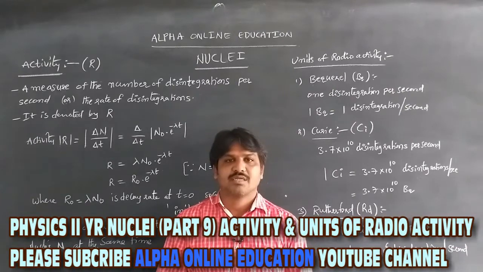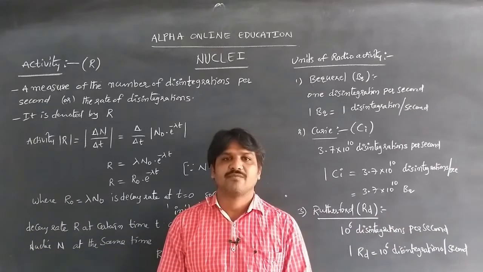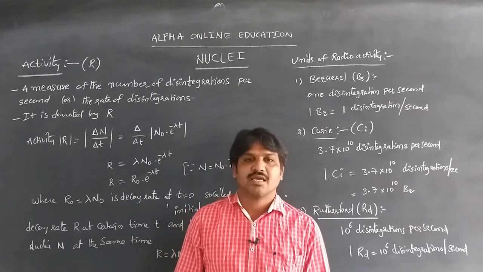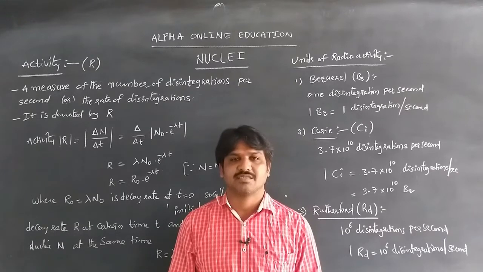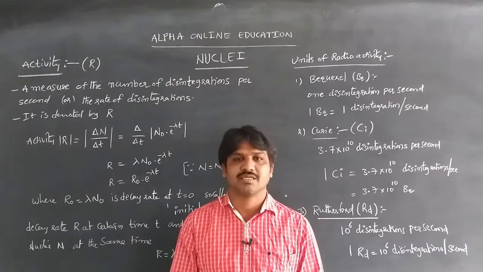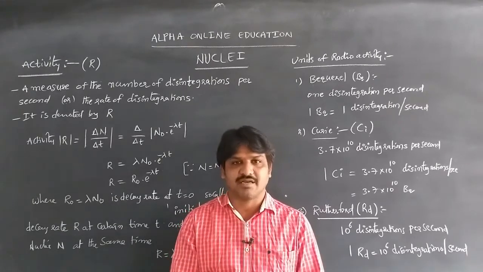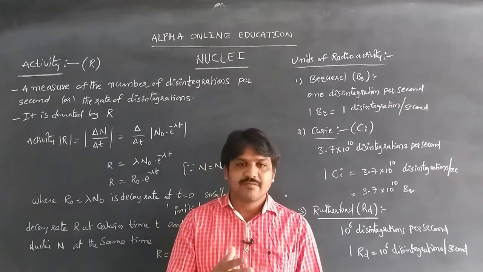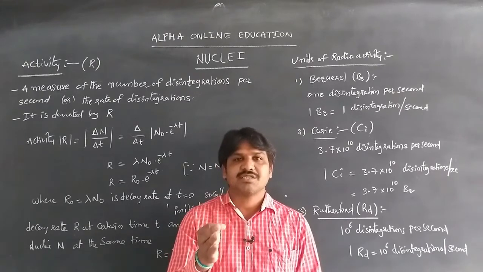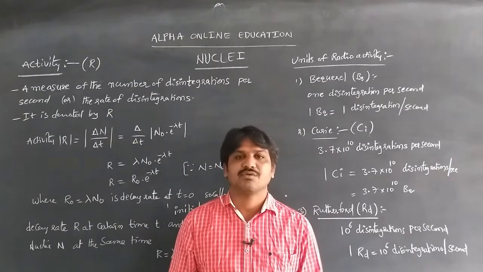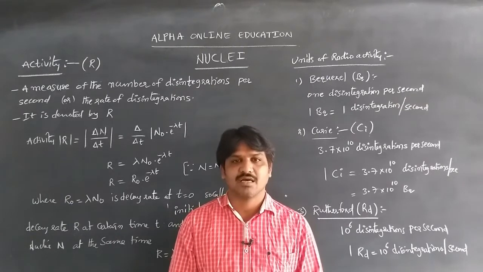Radioactivity. In the case of a radioactive substance, whenever the disintegration process is going on, the rate of disintegration is decreasing, and it is directly proportional to the number of nuclei present at that instant. So whenever the nuclei are disintegrating, the disintegration per second is called activity.